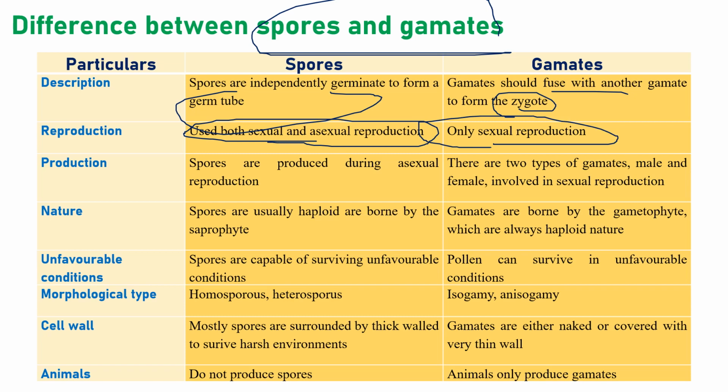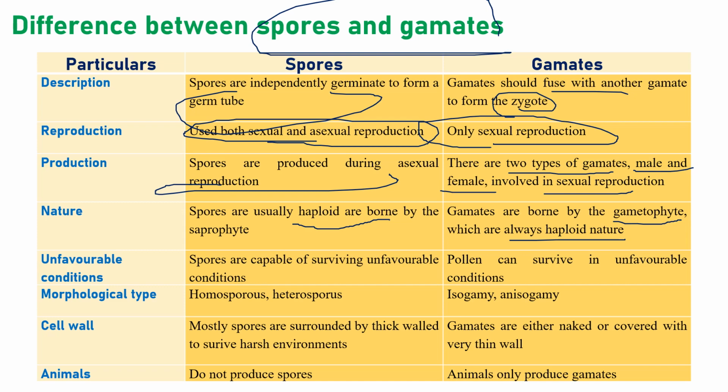Generally, two kinds of spores are there: sexual spores and asexual spores. In the sexual life cycle, sexual spores are produced. In the asexual life cycle, asexual spores are produced. Gametes are of two types, male gametes and female gametes, generally involved in sexual reproduction. In nature, spores are generally haploid, borne by the sporophyte. Gametes are borne by the gametophyte, which is always haploid in nature. Both are generally haploid in nature. And spores, for example sexual spores like zoospore and zygospore, can be diploid spores.